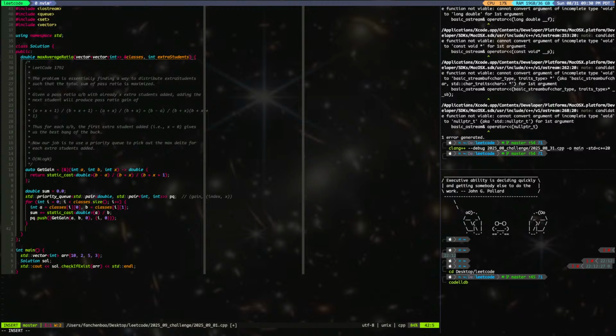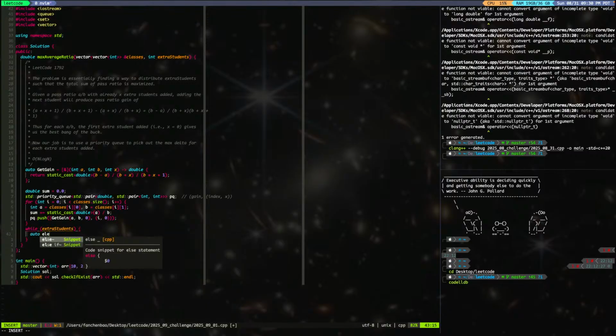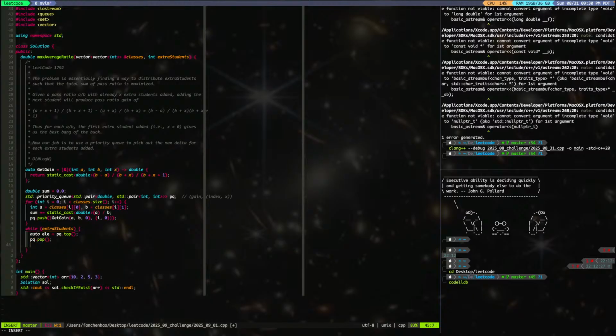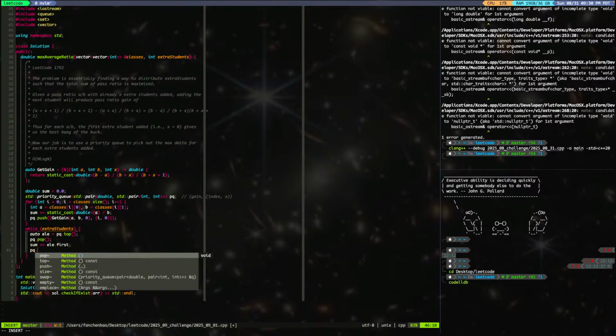So we say while, so PQ will not be empty. So while extra students, okay. Then auto element equal to pq.top, pq.pop. Okay. So now the element is the max gain currently we have. So we say sum plus equal to element.first. All right, and then pq.push.